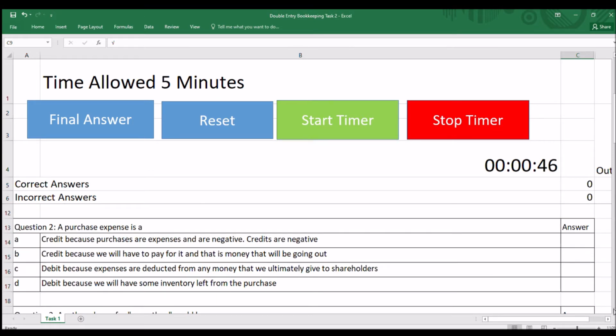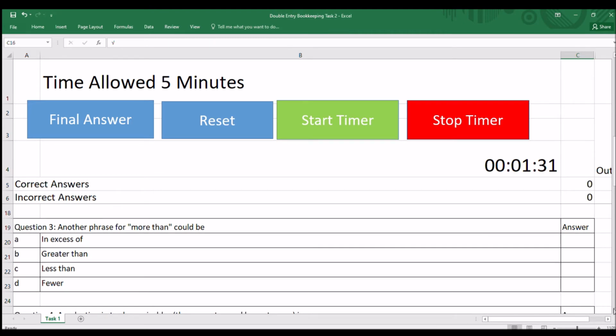Question 2. A purchase expense is a, okay, so a purchase expense is a debit because expenses are deducted from money that we ultimately give shareholders. So shareholders is a money out item in there. It's been reduced because we got these expenses, which ultimately we would give to the shareholders, and because that's going down, it's a debit. So money out items that go down are debits. And so that is C.